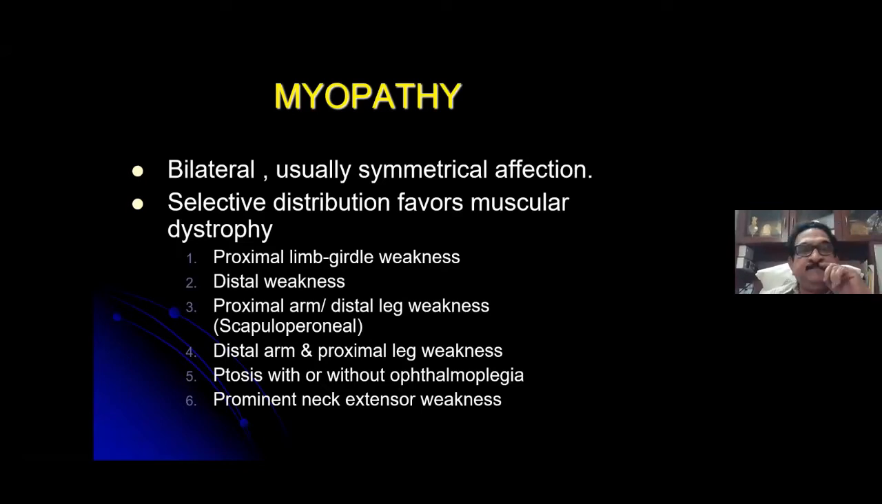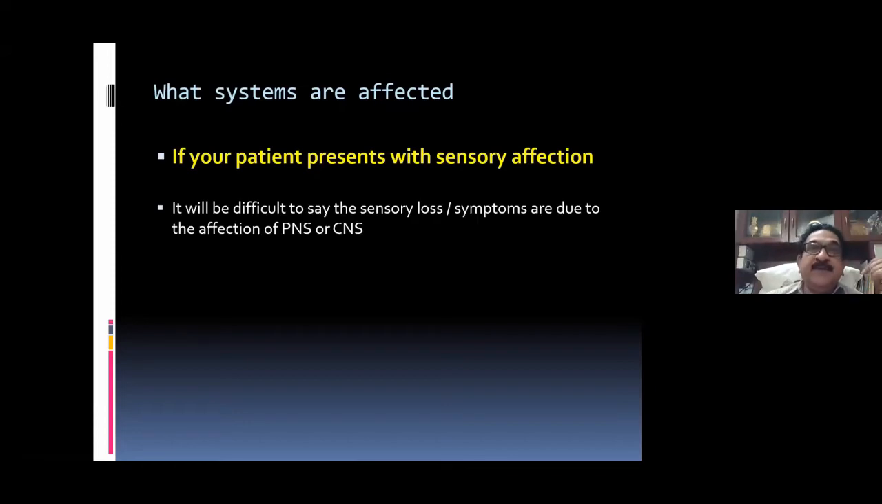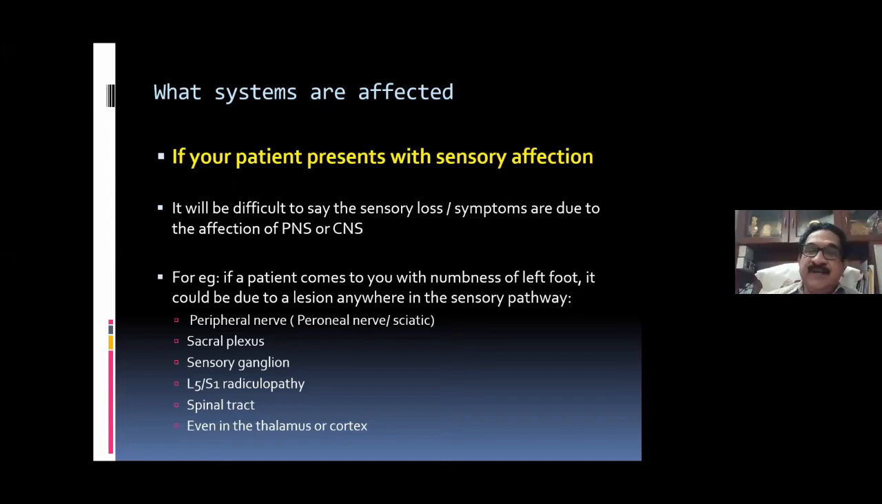What about sensory? A person can come with numbness of, say, the hand or foot. It will be difficult to say here, unlike in the motor system, where you can differentiate by looking at the reflexes, looking at the spasticity and things like that. In sensory, you cannot just differentiate whether the affection is PNS or CNS. If a patient comes to you with numbness of the left foot, it could be due to a lesion anywhere in the sensory pathway. It may be in the peripheral nerve, like in the case of foot numbness, peroneal nerve or sciatic nerve. Maybe in the sacral plexus, it may be the sensory ganglion, it may be in the L5 S1 root, maybe the spinal tract to begin with, or maybe even the thalamus and cortex.